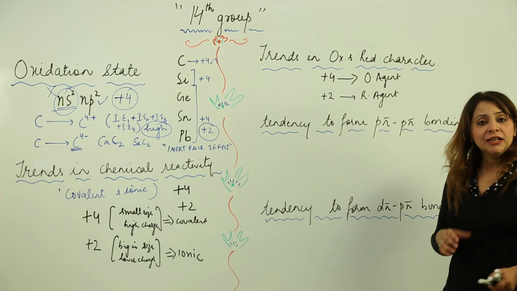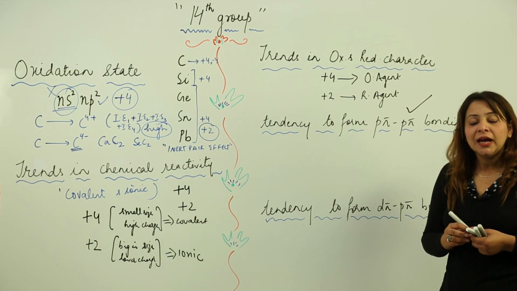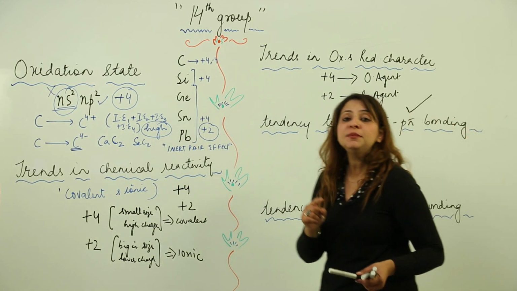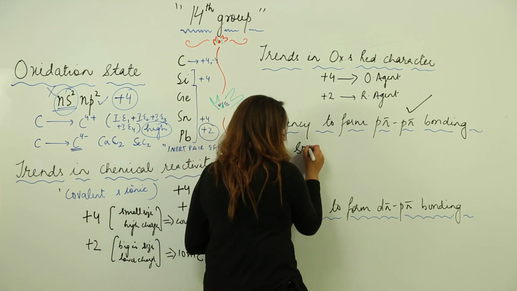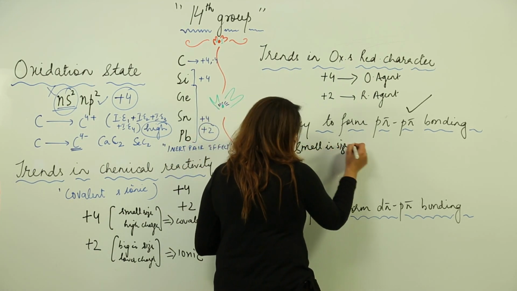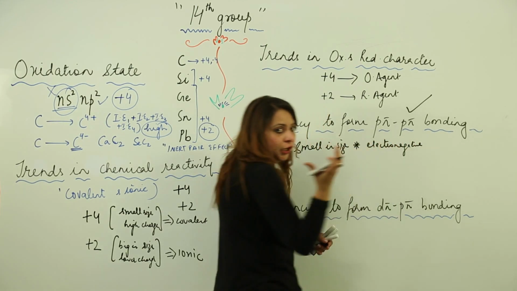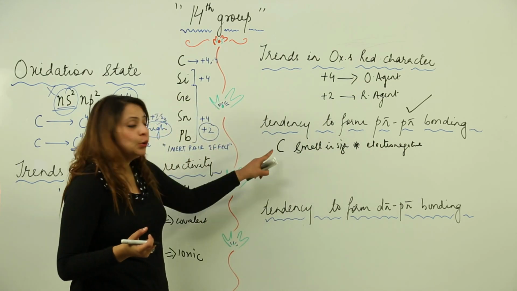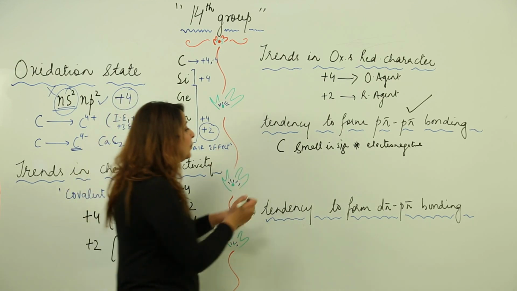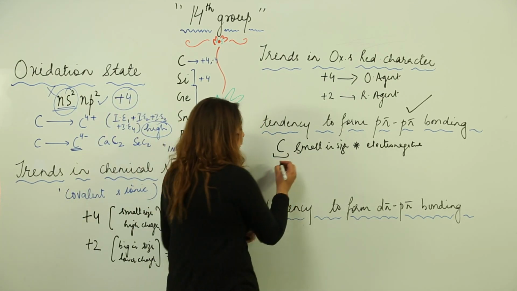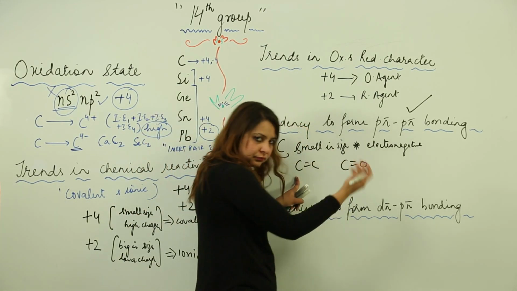Coming on to the next, this group has a property that they have a tendency to form p-pi bonding. And you know that this tendency is maximum seen with the first member, that is carbon. As we know, carbon is small in size, and obviously it will be electronegative also. It will be most electronegative as it is smaller with increased nuclear charge. So due to this, carbon has a tendency to form p-pi bonding, and it can form this kind of bonding, the double and the triple bond, with the same kind of atom, that is with carbon also, and it may form with some other element also.